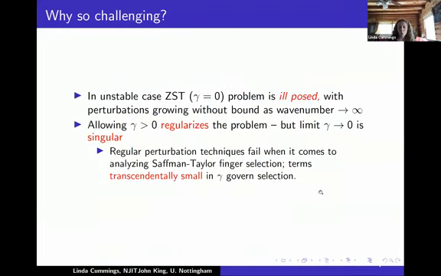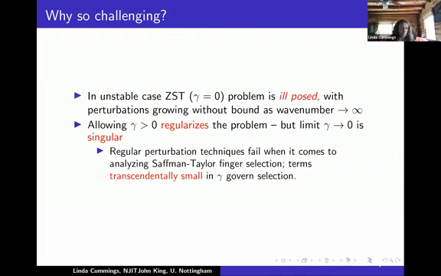So what are the main challenges in this zero surface tension Hele-Shaw problem, or in the limit as you let surface tension go to 0, for example? Well, first, if you look at the unstable situation, so the case where air is displacing a viscous fluid, one issue that arises is that the zero surface tension problem, when you set gamma to 0, is ill-posed. So perturbations there will grow without bound as the wave number of the perturbation goes to infinity. So shorter and shorter wavelength perturbations grow arbitrarily quickly.